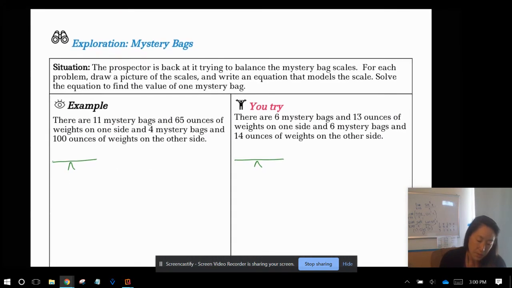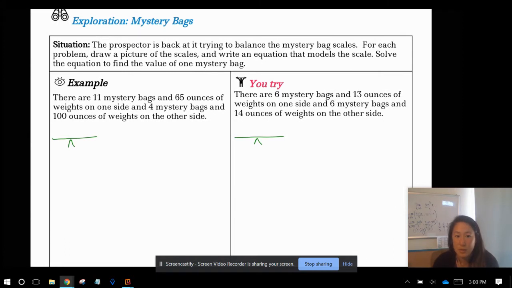Okay, so the prospector, back at it again, balancing those mystery bags. We're going to draw it, write the equation, and solve the equation. So I have 11 mystery bags and 65 ounces of weights on one side, and on the other side is 4 bags and 100 ounces of weights. So I have 1, 2, 3, 4, 5, 6, 7, 8, 9, 10, 11 mystery bags plus my 65 ounces of weight. And then on the other side, I have 4 bags plus 100 ounces.